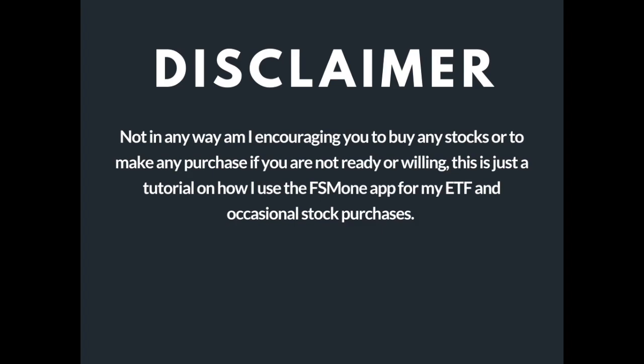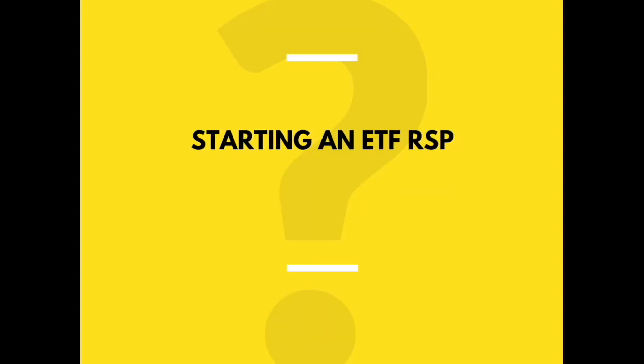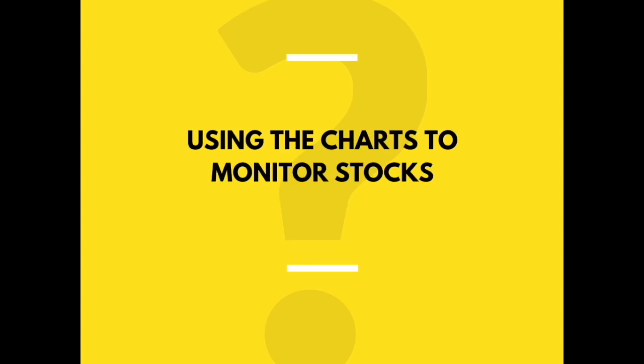So what I'll be covering first is how you can check your cash balances and also your investments. Next, I'll move on to show how you can start an ETF regular savings plan. And then the next part will be how you can buy an individual stock, US stock, and how to set a price alert for it. And last will be showing you how to access the charts to monitor the stocks. So let's get into it.